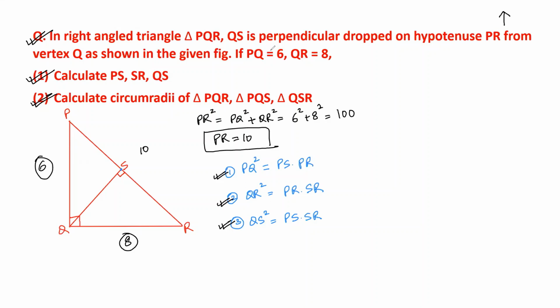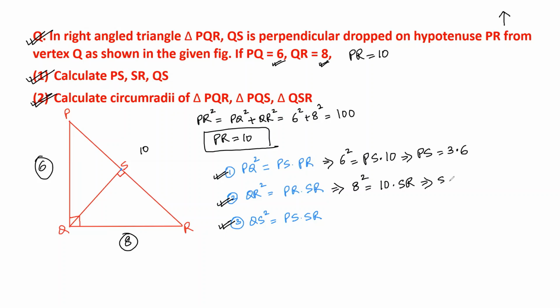Now we already know the length of PQ, which is 6 units, the length of QR, which is 8 units, and the length of PR is 10 units. So from the first relation, we can write 6 square is equal to PS into 10, which will give us the length of PS to be 3.6 units. In a similar way, from the second relation, we can write 8 square equal to 10 times SR. So from this, the length of SR would be 6.4 units.